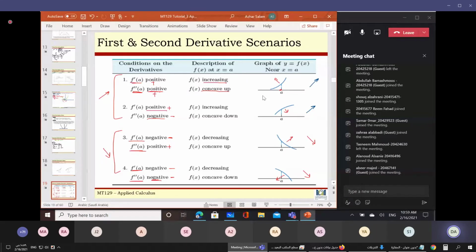But both cases here are increasing. Okay? And the same thing here. Both cases here are decreasing, but the difference is the concavity. Here concave up and here concave down.